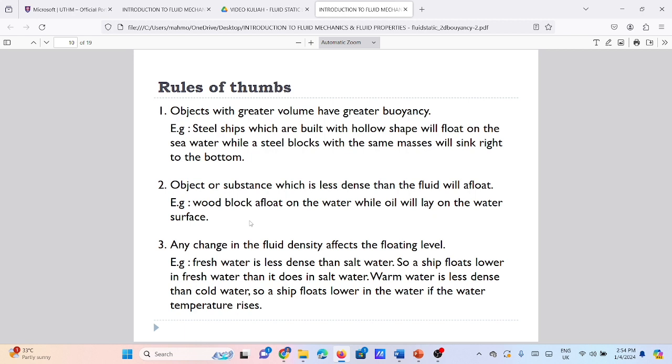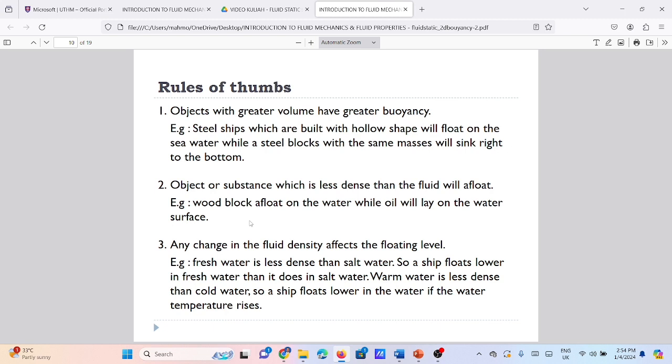Okay, an object with a greater volume has greater buoyancy. For example, the steel ship, which is built with a hollow shape, will float on the seawater, while a steel block with the same mass will sink right to the bottom. And secondly, an object or substance which is less dense than the fluid will float.